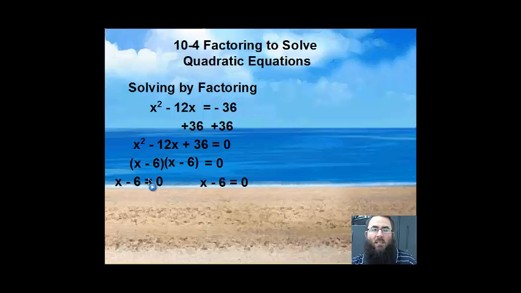Set up those two equations. Add 6 to both sides, x equals 6. Add 6 to both sides, x equals 6. So your answer is just going to be 6. You don't have to list it twice.